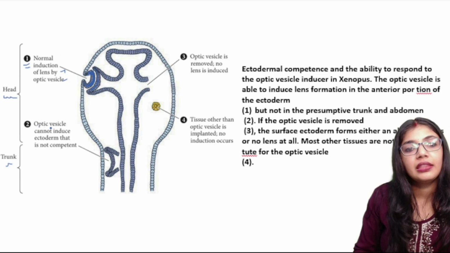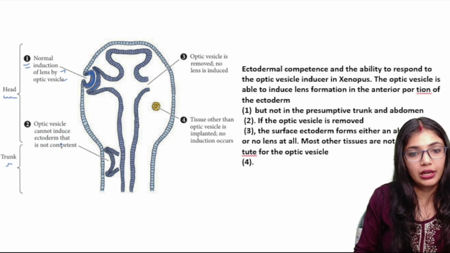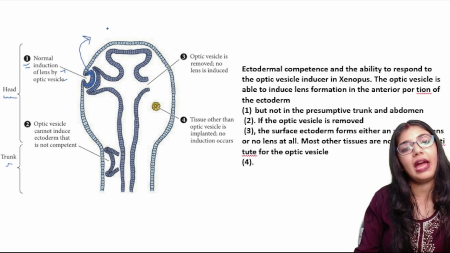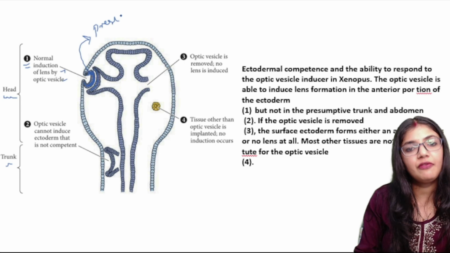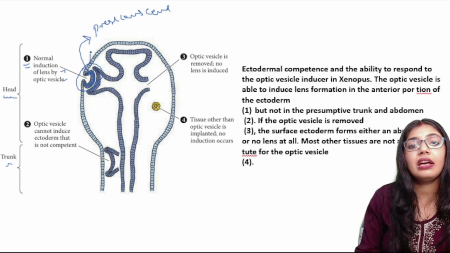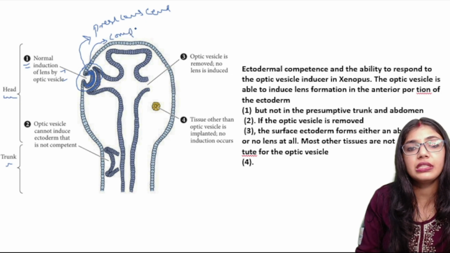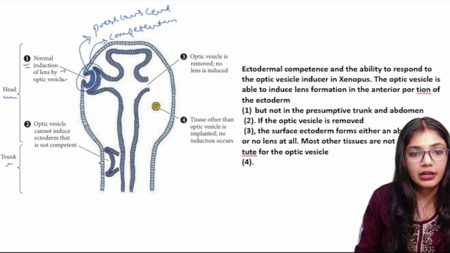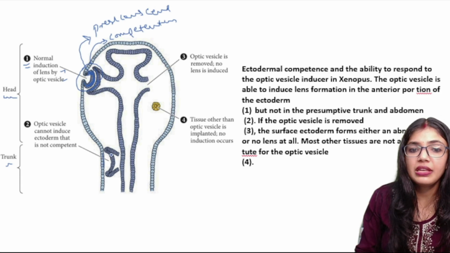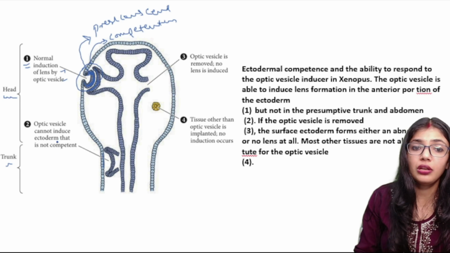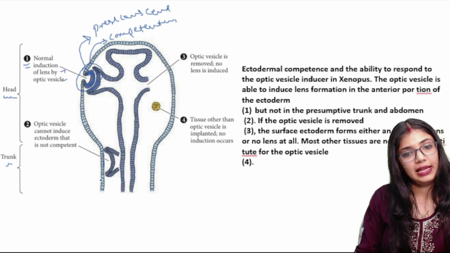Now in the second case, the optic vesicle cannot induce the ectoderm, that is, it is not competent. This was the place of the ectoderm known as the presumptive lens cell, a place where competence was formed, where the cell was competent. The optic vesicle was giving the signal to it and the lens was formed. But here this ectoderm is not competent now, so the optic vesicle will not allow this ectoderm to form the lens.